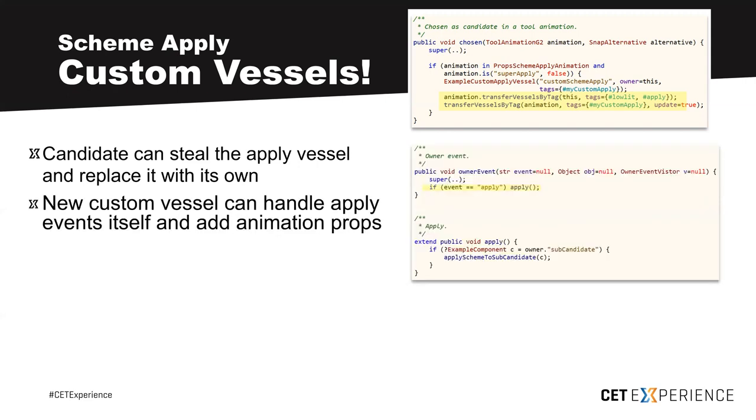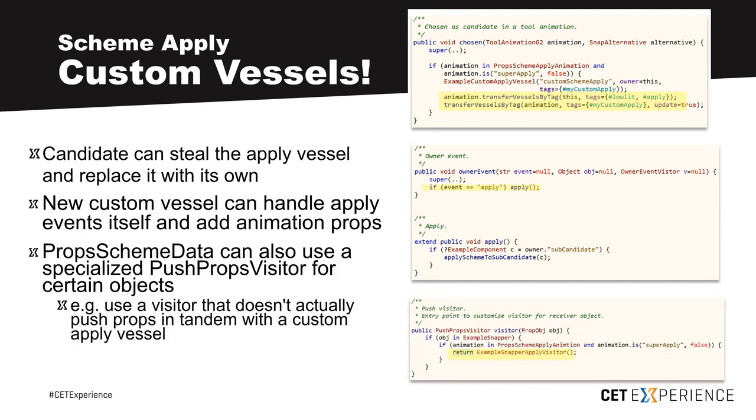Once you have your custom vessel, then it can handle apply however it sees fit, or however you see fit, I guess. So in this case, when I get that owner event that's apply, then I call the apply method, and in my apply method, I'm just looking for a sub-candidate that I maybe put on the animation, and then I'm applying the scheme to that sub-candidate. You can also use these vessels to add animation properties to give even more customization to the prop scheme apply animation.